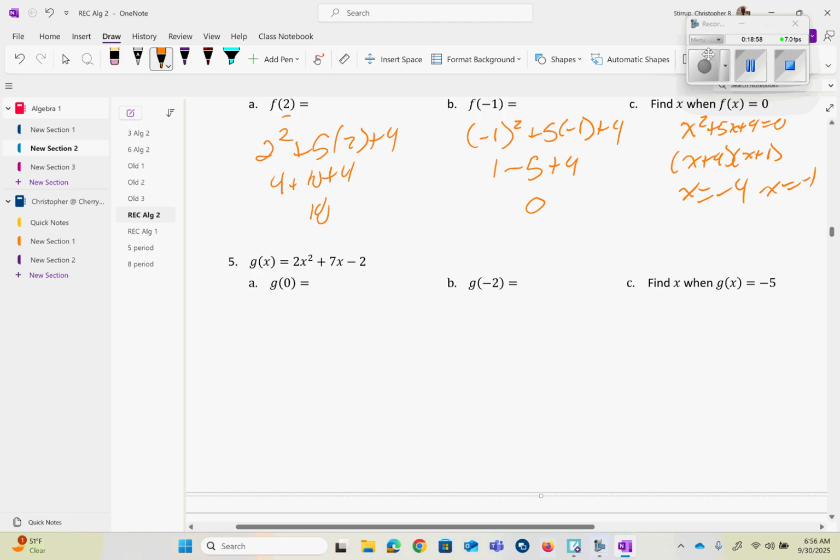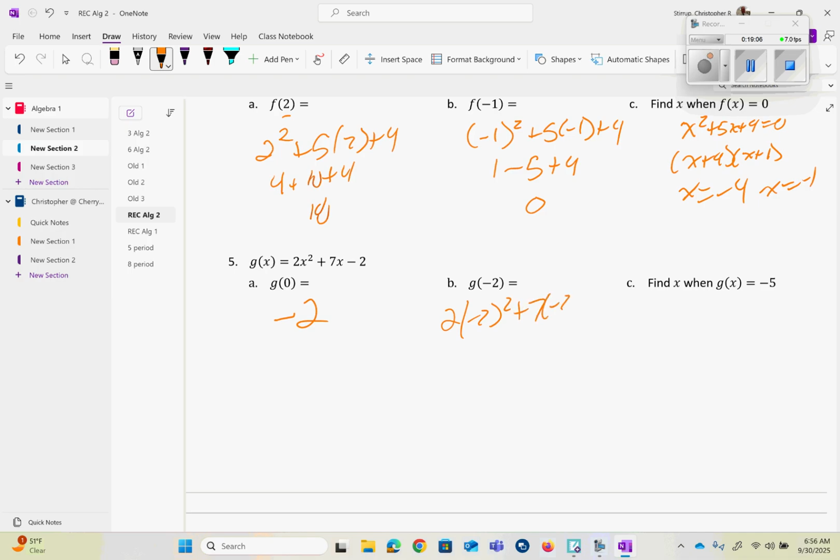Number 5, we're going to plug 0 into it, so 0, 0. So that's going to just give me negative 2. This one's going to be 2, negative 2 squared plus 7 times negative 2 minus 2. So that's 8, minus 14 minus 2. So that's negative 6, so that comes out to negative 8.